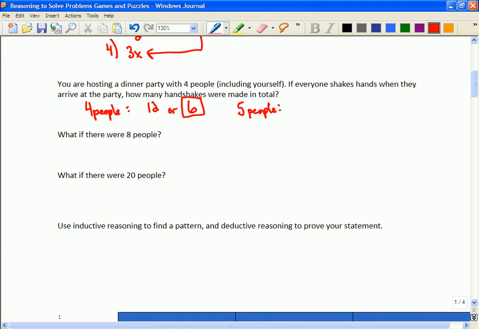There's actually more than 10. Oh, sorry, hang on a second. No, you're right, 10 is correct. Yeah, there would be 10.